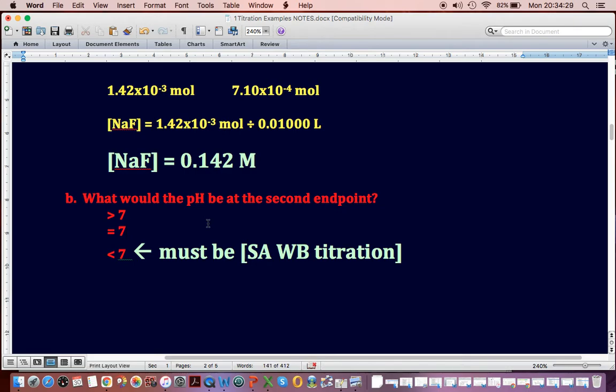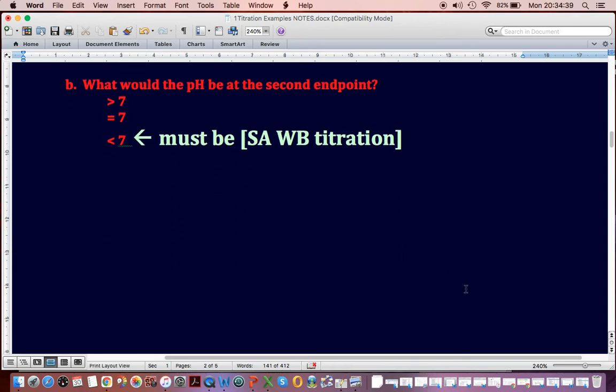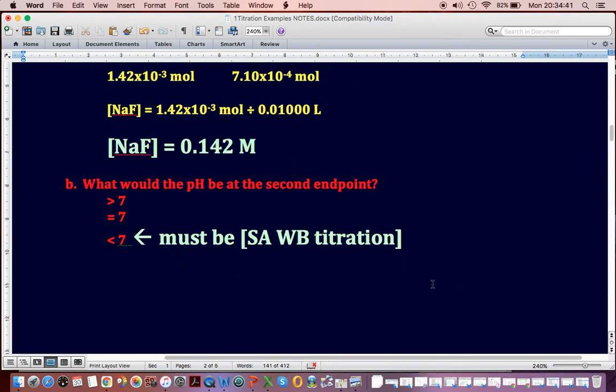Then it wonders what this pH would be at the second endpoint. And it's a strong acid, weak base titration, so it's going to be under 7. The acid's going to outpower the base. So that's it for our first video. We've done 2 straightforward examples of simple titrations. Things will get a little more complicated as we move on.